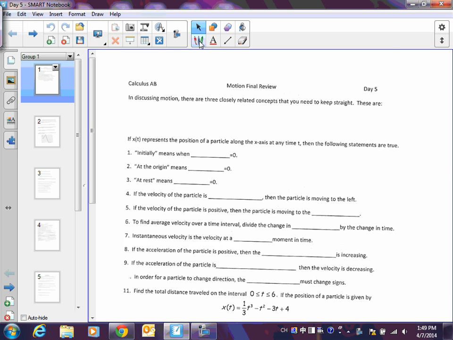So we're going to start this today, and we're going to finish this tomorrow, okay? So what I want you to do first is let's talk about the three main things when it talks about motion.